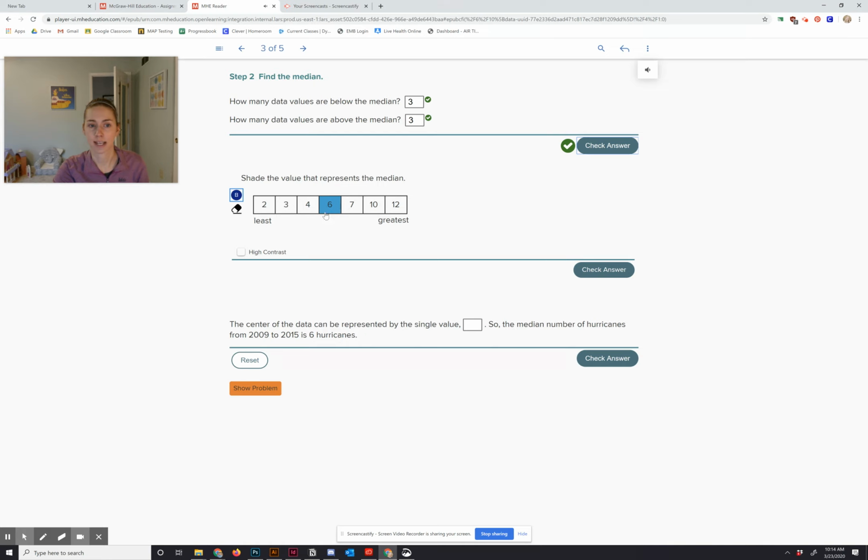I shaded the 6 because that's the median. It's asking me to shade the value that represents the median. The center of the data can be represented by the single value, 6. So the median number of hurricanes from 2009 to 2015 is 6 hurricanes. That's what the median is telling us. Some years there were more than 6, and some years there were less than 6, but 6 is a good middle ground for how many hurricanes there were a year. It's a good measure of center. All right, now you can go ahead and move on to the check.